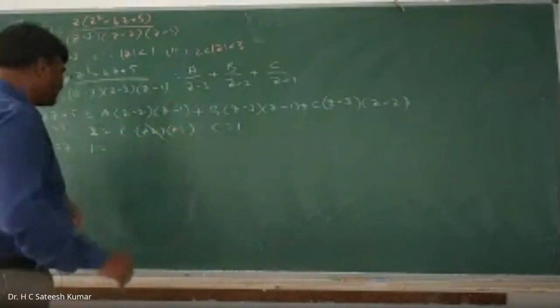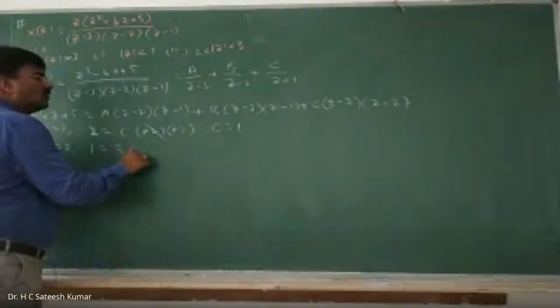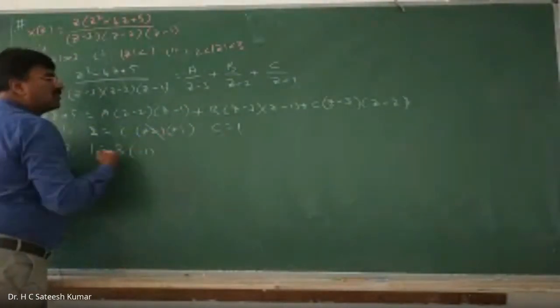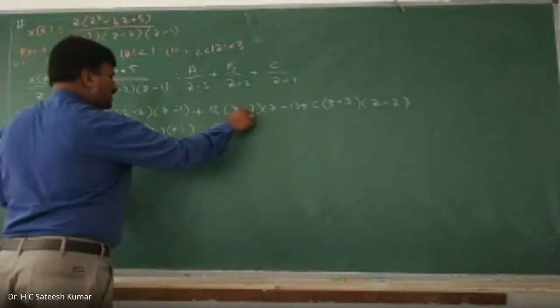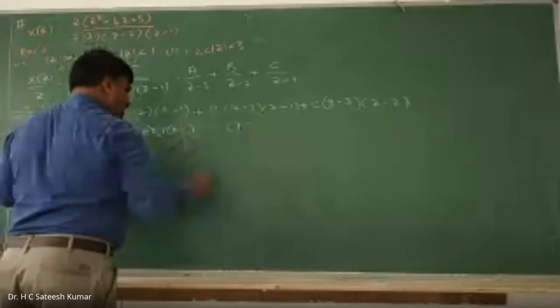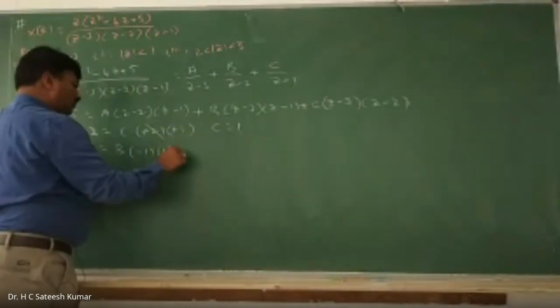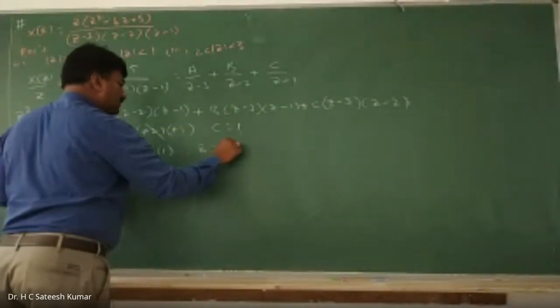Only b will be there. b into 2 minus 1, minus 1. 2 minus 1, 2 minus 3 is minus 1. 2 minus 1 is 1. Therefore, b is equal to minus 1.